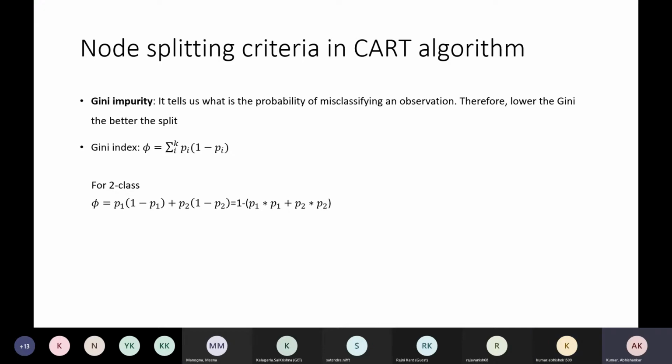Because this is the probability actually. Sum of all probability will be equal to 1. Probability of all classes will sum to 1. So basically this is going to be 1 minus (P1 square plus P2 square).